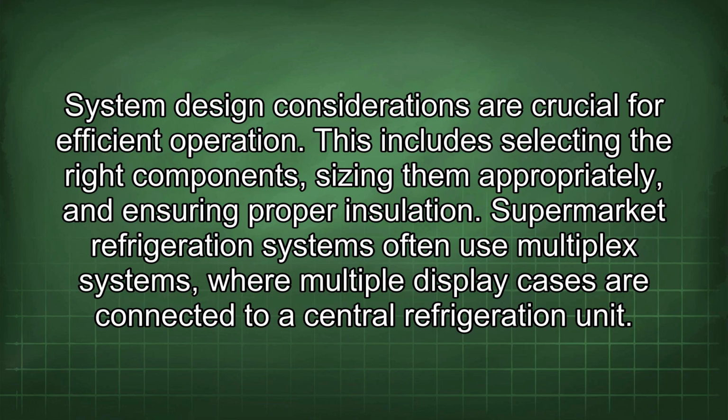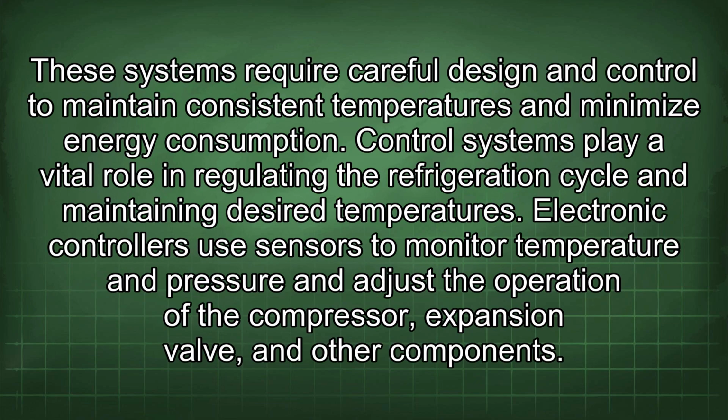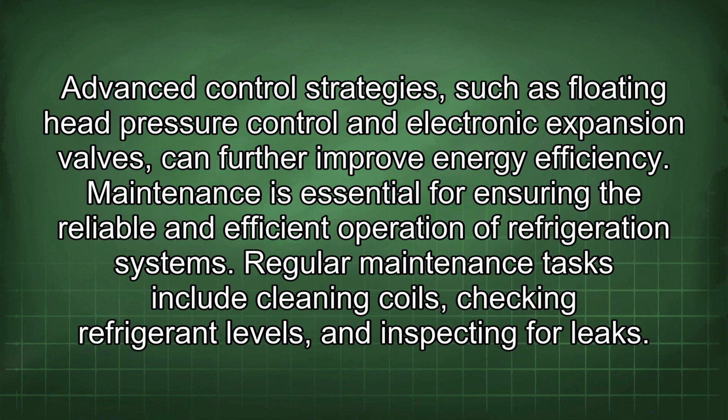Supermarket refrigeration systems often use multiplex systems, where multiple display cases are connected to a central refrigeration unit. These systems require careful design and control to maintain consistent temperatures and minimize energy consumption. Control systems play a vital role in regulating the refrigeration cycle and maintaining desired temperatures. Electronic controllers use sensors to monitor temperature and pressure and adjust the operation of the compressor, expansion valve, and other components. Advanced control strategies, such as floating head pressure control and electronic expansion valves, can further improve energy efficiency.